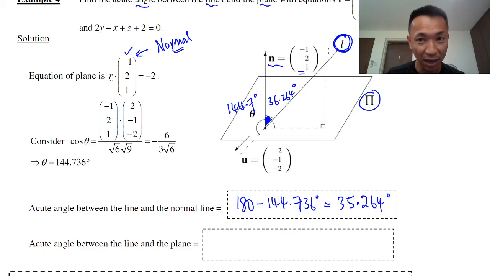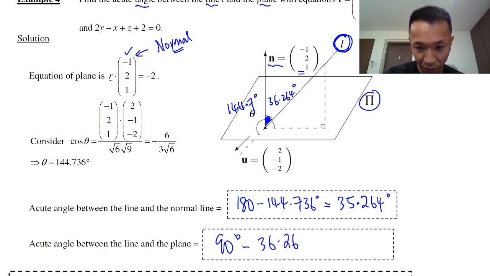To find the angle between the line and the plane itself, I need to take 90 minus 35.264. I'm sorry. Yes, then I get 54.7. This is one decimal place.